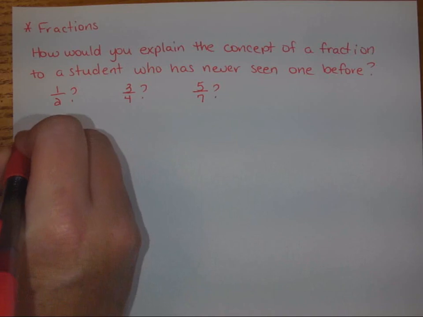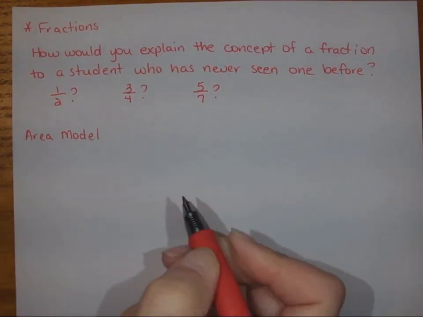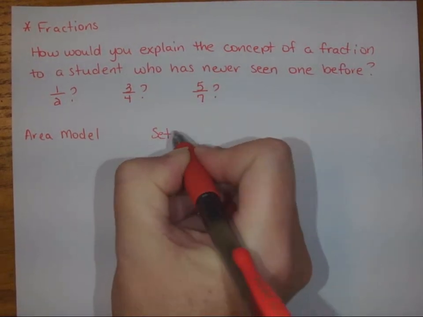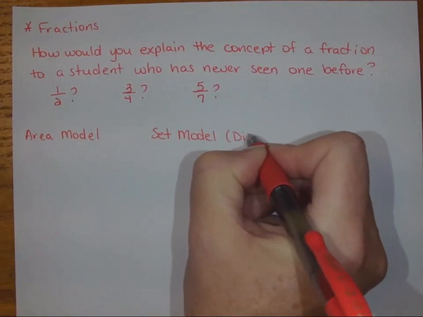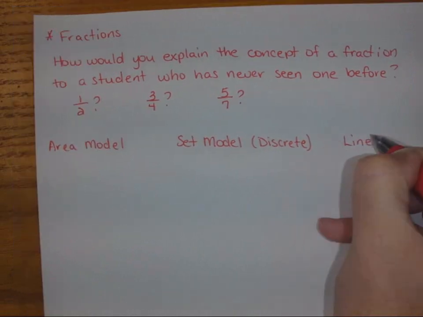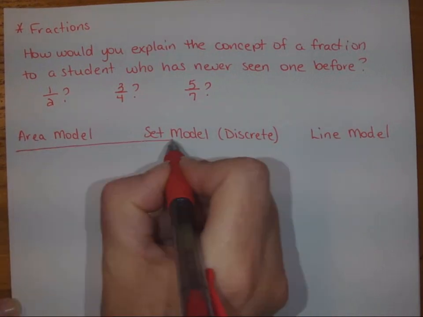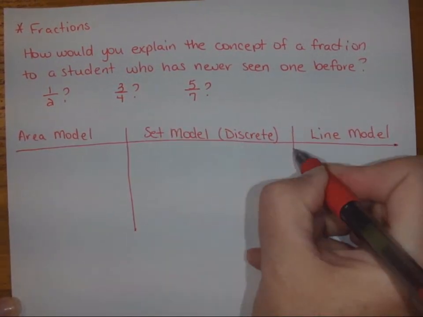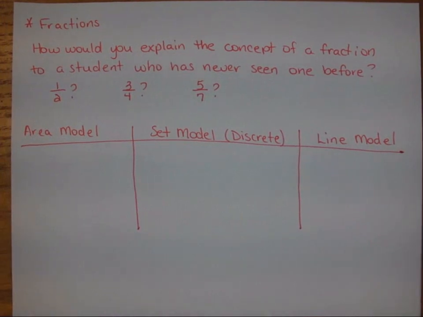All right, so hopefully you brainstormed, came up with a couple ideas at least. Most of the things that you probably came up with could be fit into three categories: an area model, a set model. Other textbooks often call this the discrete model, but I like set model better. And then lastly, the line model. So I'm going to list some things that I think probably showed up on a lot of your lists, and if you have some other things, then you just need to try to figure out where they fall in this list. So the first one we'll discuss is the area model.